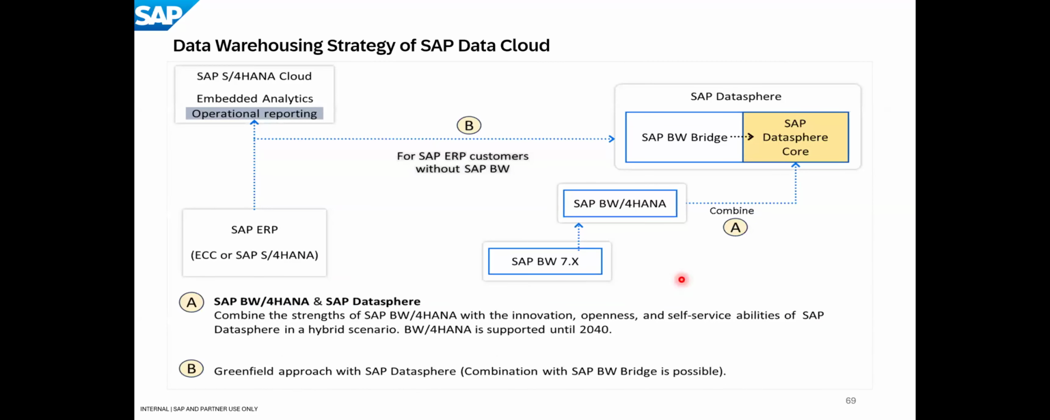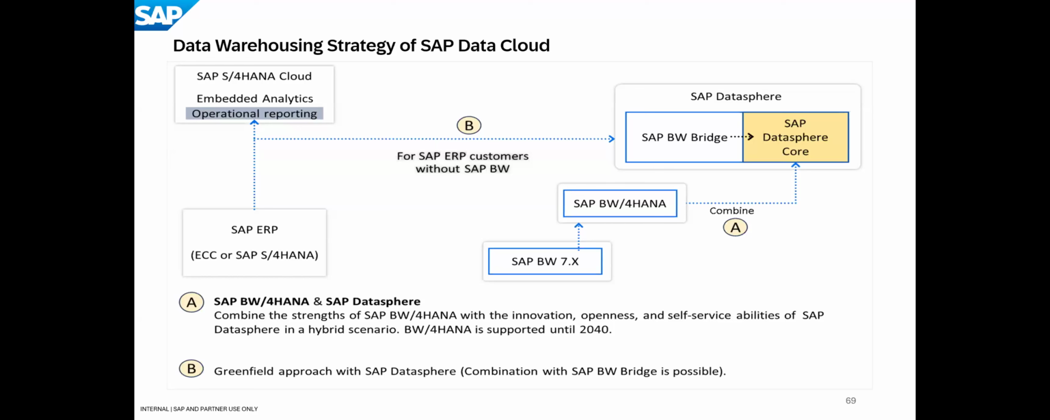So this is the data warehousing strategy for SAP Data Cloud. Since BW has been in the market for quite a long time, since 1998, and is used by a large customer base, going forward, BW for HANA is a strategic solution of SAP for on-prem or private cloud deployments. So the customers who are already on BW for HANA can make use of it, and they can work in a hybrid mode with the Datasphere to explore the self-service abilities of the Datasphere in the hybrid scenarios. And since BW for HANA is supported till 2040, both systems can coexist and run in parallel.